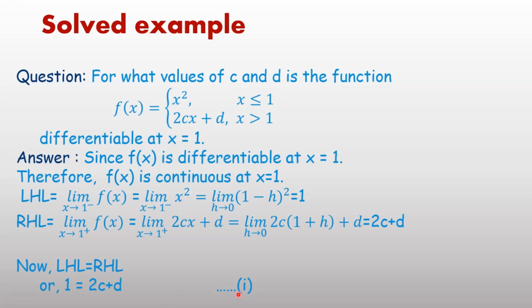Or also you can write that the value of the function at that point is also equal. If you calculate the value of the function at x equal to 1, again you will get 1 square, which is 1. Therefore the left hand limit equals the right hand limit, meaning 1 equals 2c plus d. Now check differentiability.